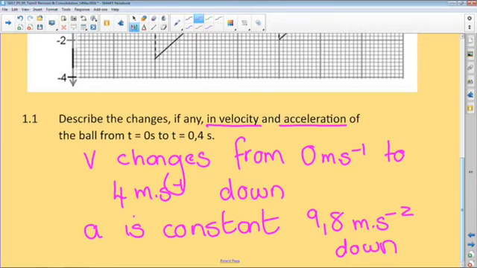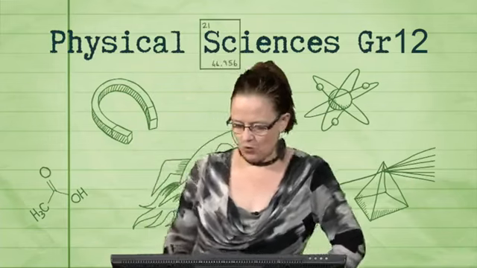They didn't ask about the bounces. And we're just making sure that we get how the velocity changes. And the big thing that they're looking for here is that you recognize that that's constant. Okay, it's a straight line. Now, question 2.